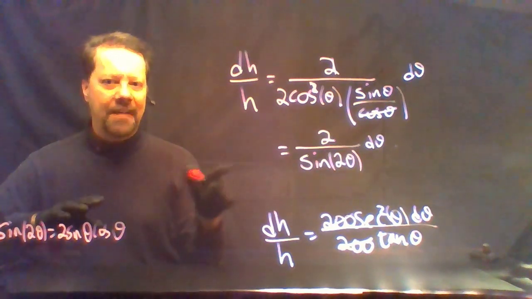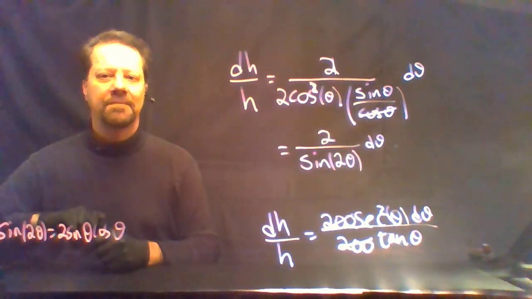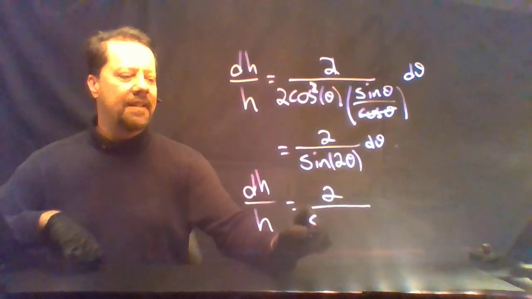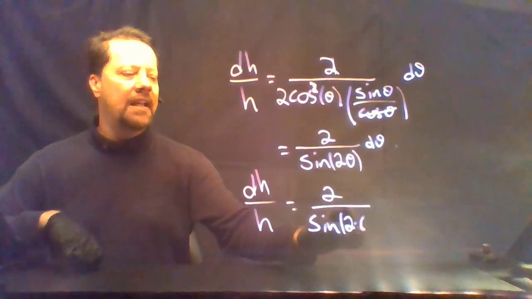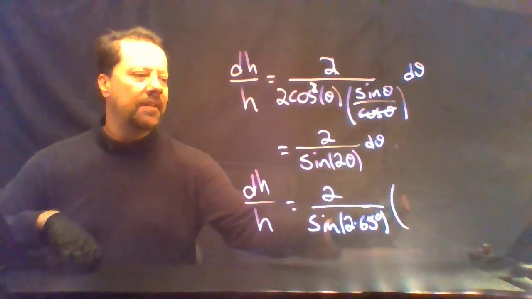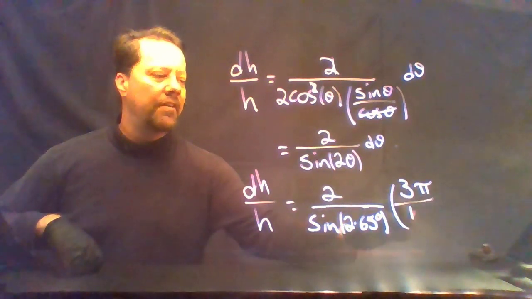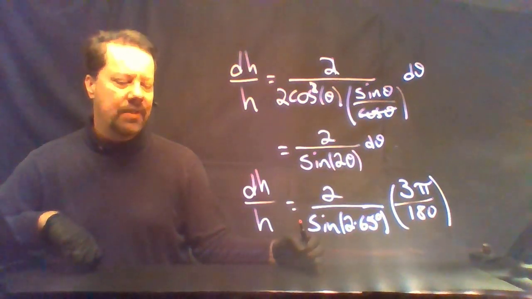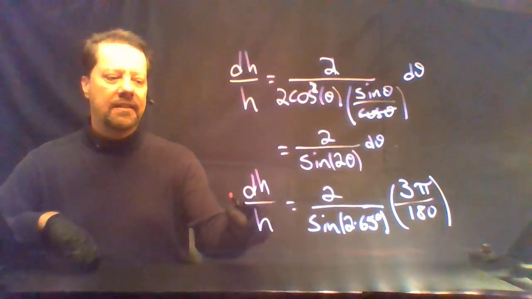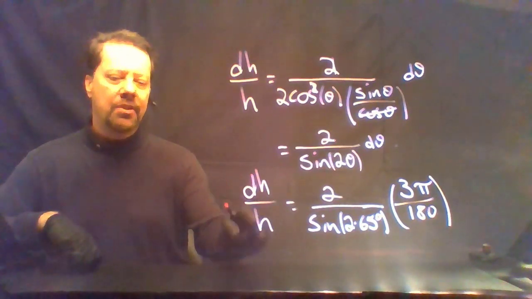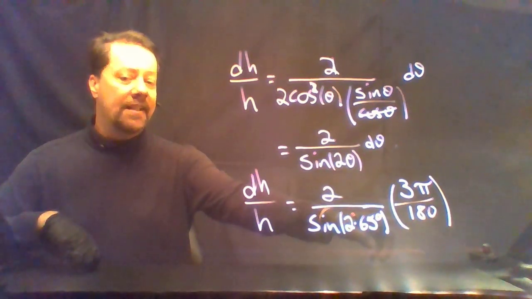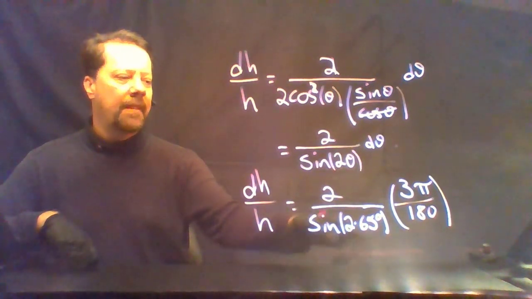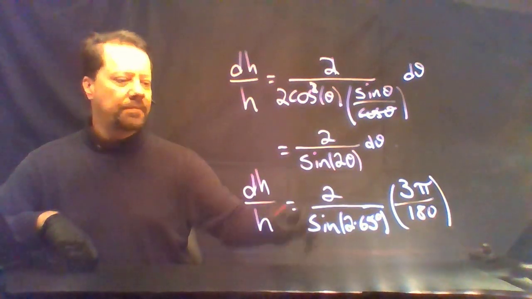I'm now ready to evaluate this and estimate our relative error. First, we have 2 divided by the sine of 2 times 65 degrees times 3 pi over 180 radians. Keep in mind, radians are the unitless unit. If this has units of feet and this has units of feet, the ratio should be unitless. Radians are unitless, and unitless ratios come out of sine functions. So the right side will be unitless as well.